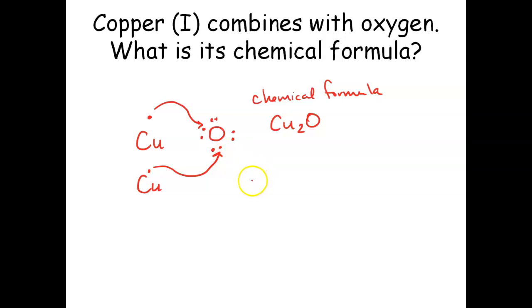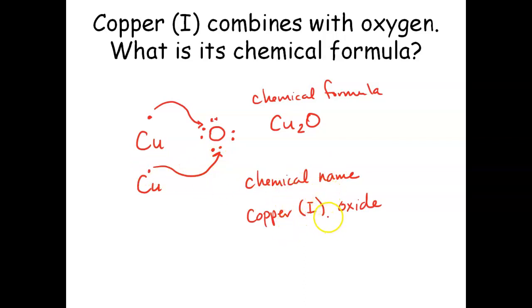Now the chemical name. For the chemical name, I do want to include the Roman numeral. And the way I do it is I call it copper 1 oxide. Notice I am not writing copper 2. This Roman numeral does not tell me how many I have. It simply tells me how many valence electrons I have, okay? That's why it's copper 1, because it has 1 valence electron.